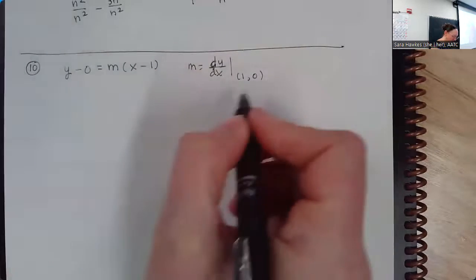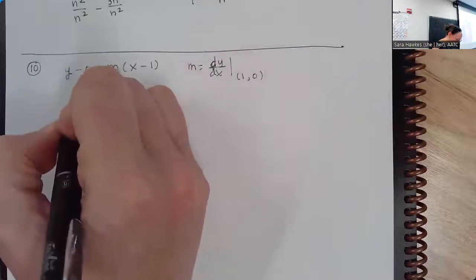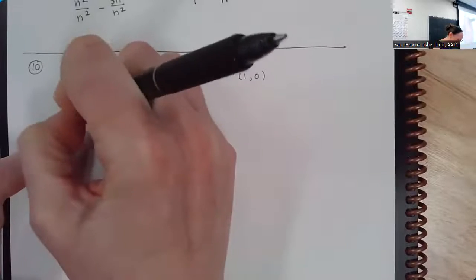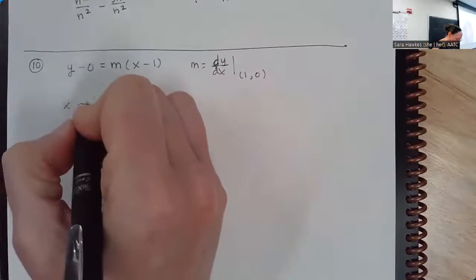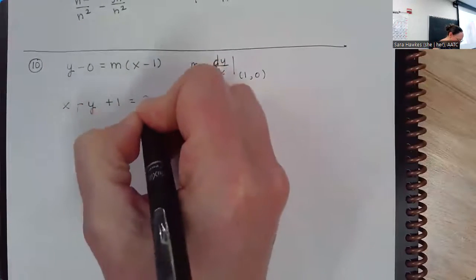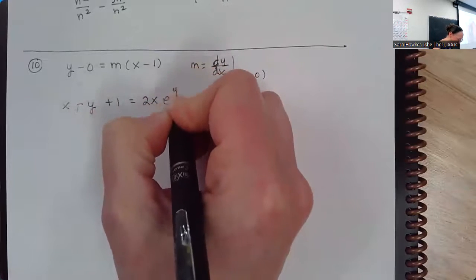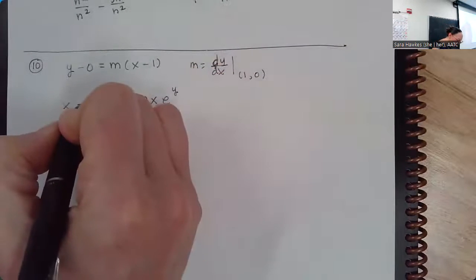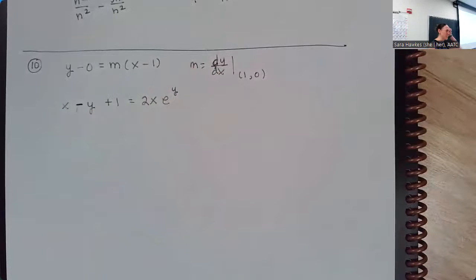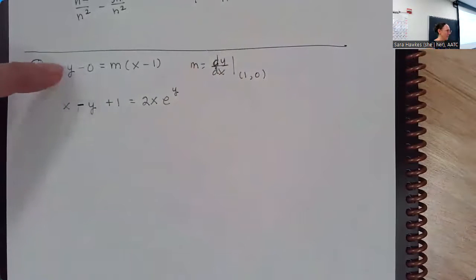So now I actually have to find the derivative. So x minus y, try to copy this down correctly, plus 1 equals 2x e to the y. I'll also say that even if Martinez is using y equals mx plus b, I can pretty much guarantee that the TA who's actually grading your paper did it like this.